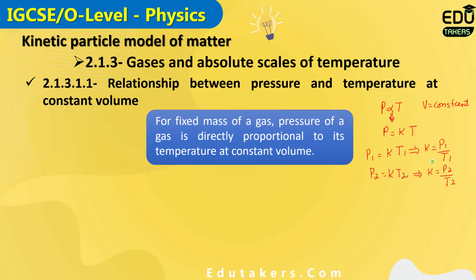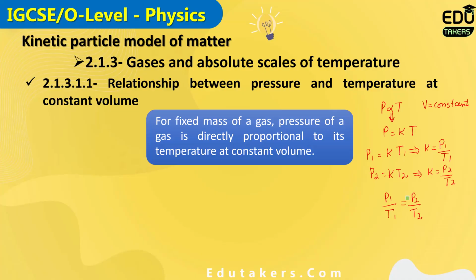Now you need to equalize both of these equations because on the left hand side there is a constant K. So I can simply write here P1 over T1 is equal to P2 over T2. For any two gases, when the initial pressure and the temperature are given and the final pressure is given, you need to find out the final temperature. You can use easily this formula. This formula is basically used when the volume is constant and you need to relate the pressure with the temperature.